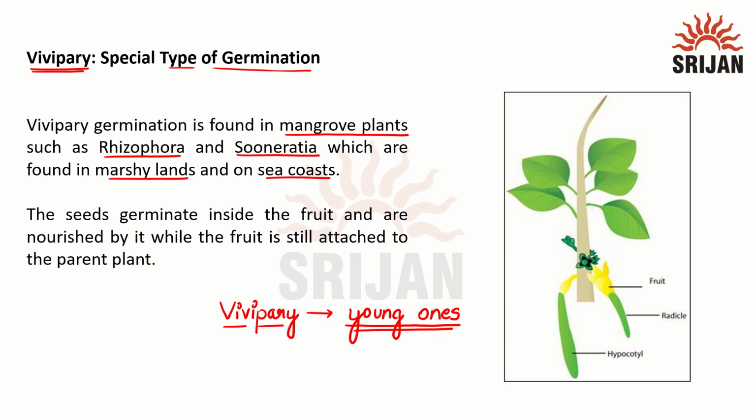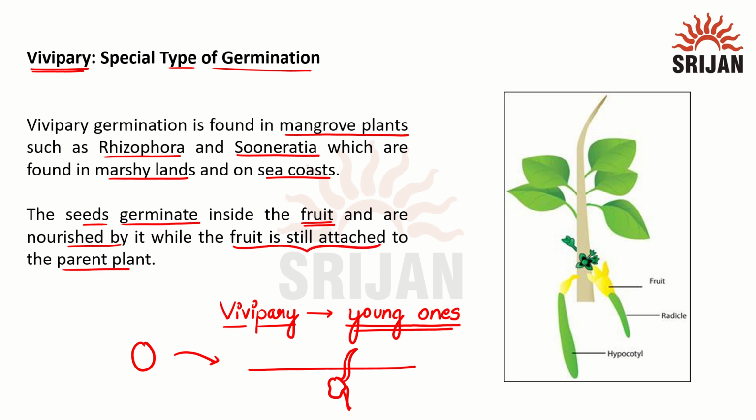But in plants, we know that seeds have to be sown inside the ground. So inside the ground, the seed will germinate to give radicle and plumule eventually. But in this case, the seeds germinate inside the fruit and the nourishment is received from it. But here the speciality is the fruit is still attached to the parent plant.